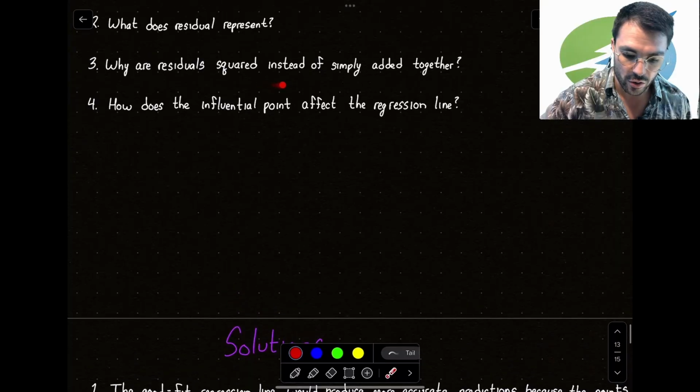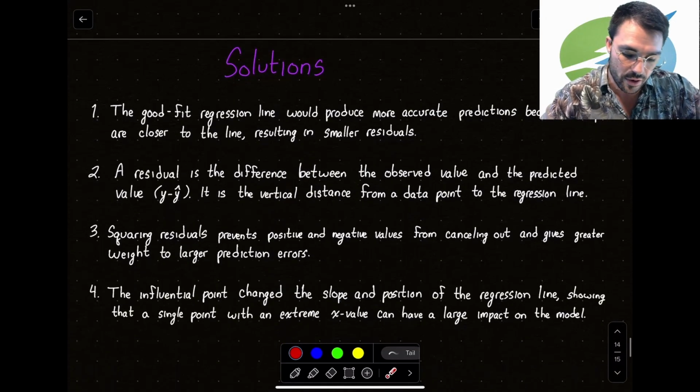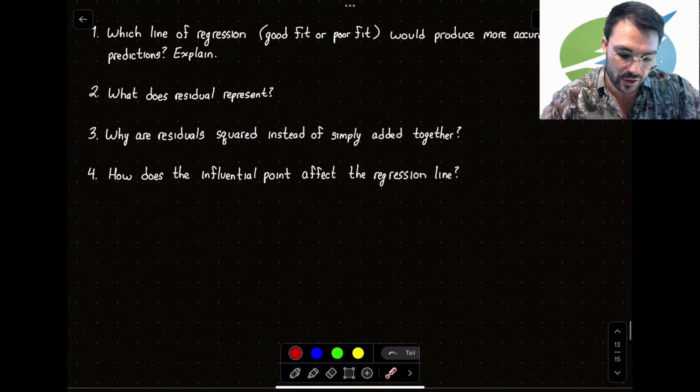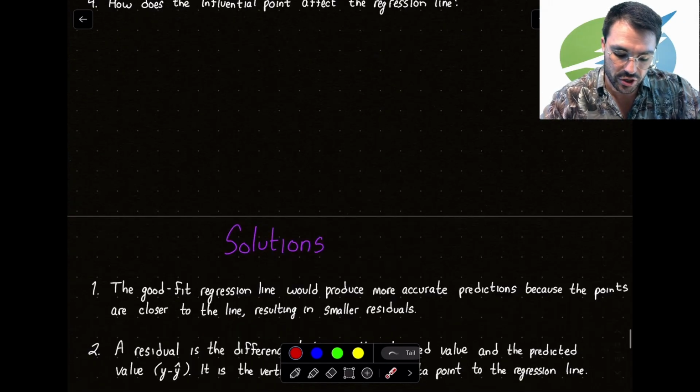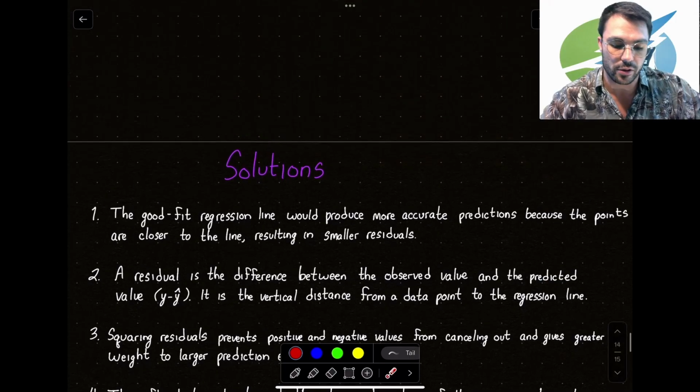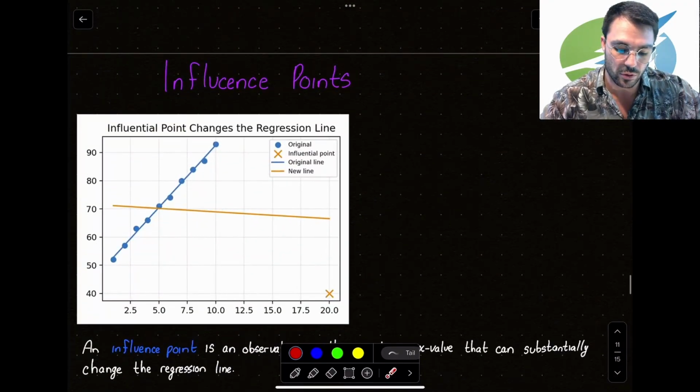Why do we square residuals? Why are residuals squared instead of simply added together? Squaring residuals prevents positives and negatives from canceling out and gives greater weight to prediction errors. And lastly, how does the influential point affect the regression line? The influential point changes the slope and position of the regression line, showing that a single point with an extreme X value can have a large impact on the model, as shown with this example over here.